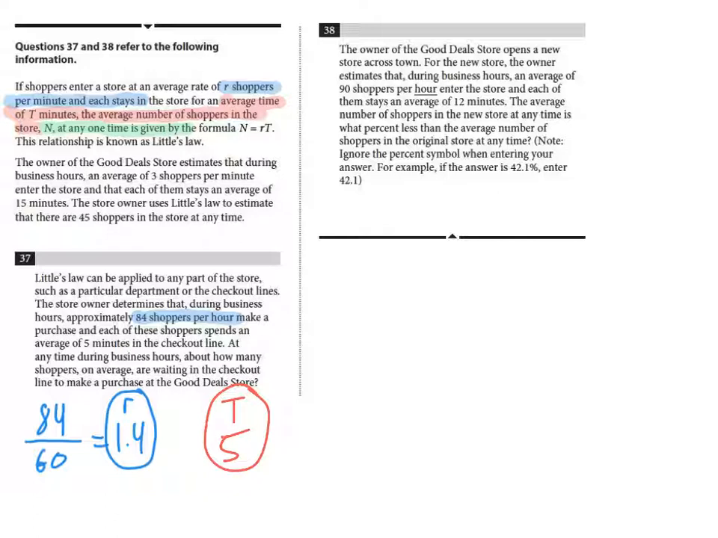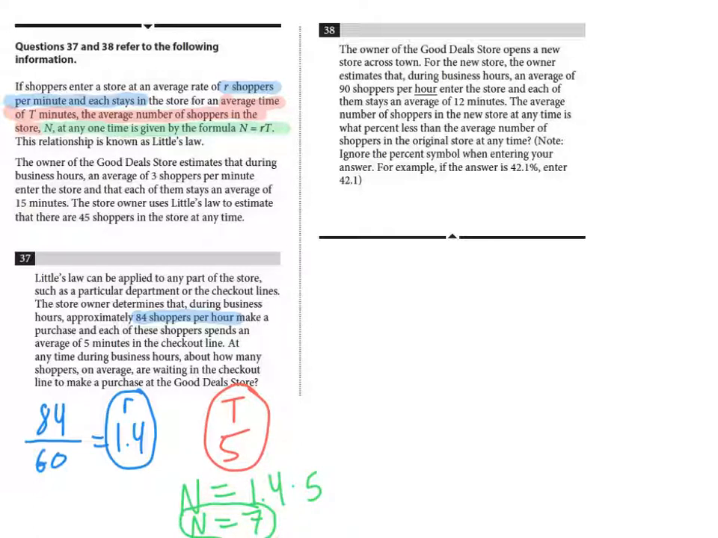N is the average number of shoppers in the store, or in this case in the department or in the checkout line. So what are we going to do? We are going to set N equal to R times T, 1.4 times 5, and 1.4 times 5 is, on my calculator, going to be 7. So N, in this case, equals 7.